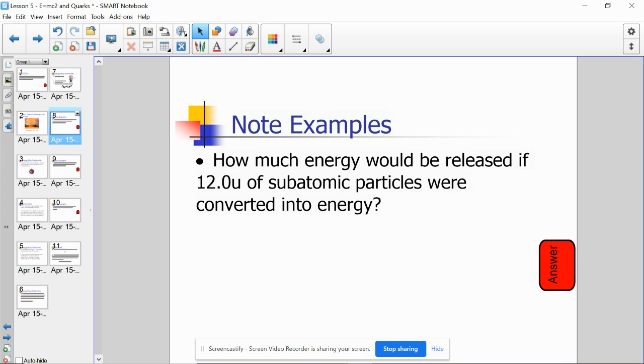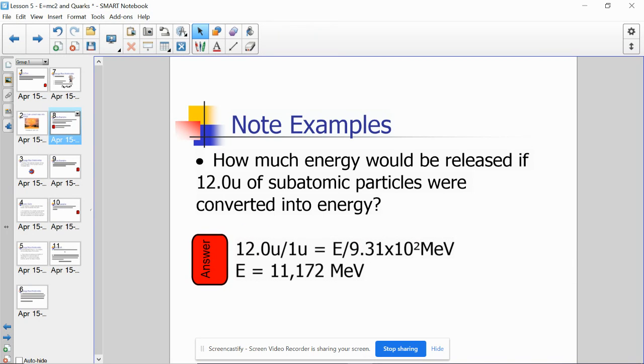Look at this: how much energy would be released if you had 12 atomic mass units? That's basically saying you have 12 protons or 12 neutrons. How much energy would be created? We just do the basic conversion. One atomic mass unit is equal to 9.31 times 10 to the 2 mega electron volts. We cross multiply and we get about 11,000 mega electron volts, a tremendous amount of energy from just 12 protons.